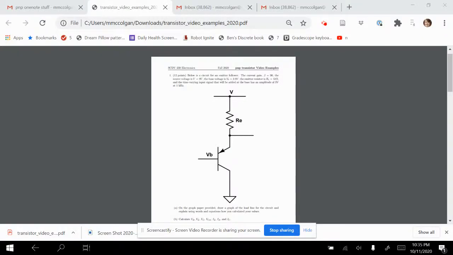Okay, this is an example of a PNP emitter follower. We can see we have an emitter resistor. We have the output on the emitter. Notice that it's a PNP because the arrow is pointing in towards the transistor. Our gain is 90. Our source voltage is 9 volts. Our base voltage is 3.9 volts.